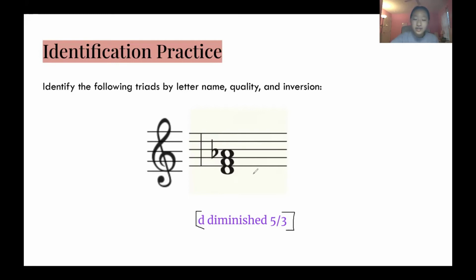So the reason this is D diminished is because, first of all, we write the notes down. When you're trying to figure out the inversion of a triad, I recommend ignoring any accidentals and just looking at the notes themselves and seeing: is F the 3rd note of D, is A the 5th note of D? In this case they are, so we do know that D is the root note.